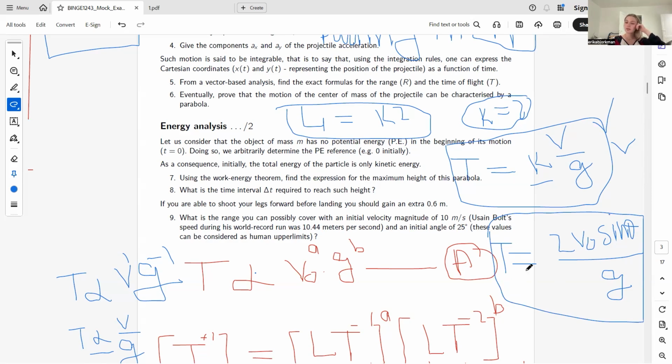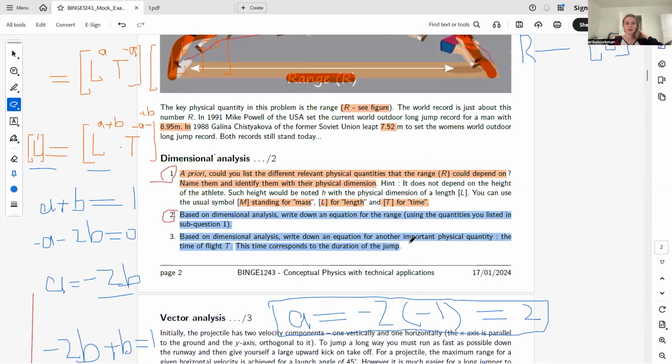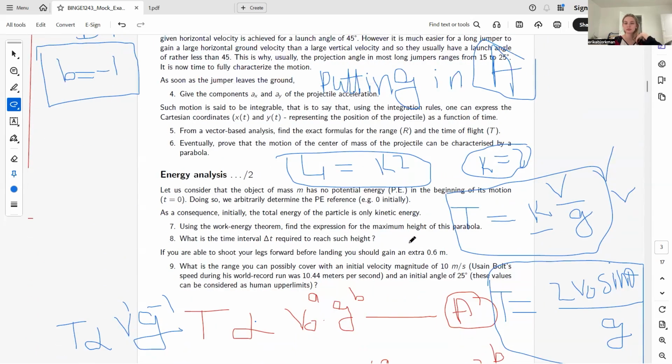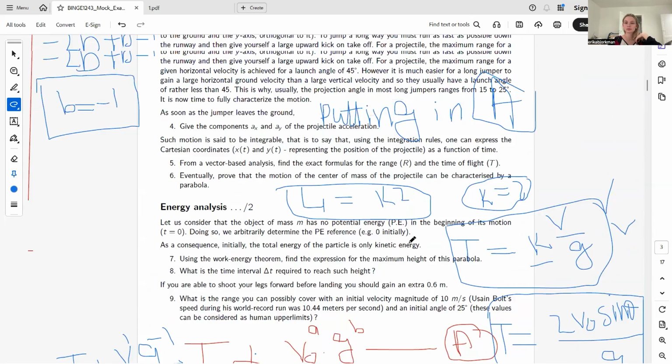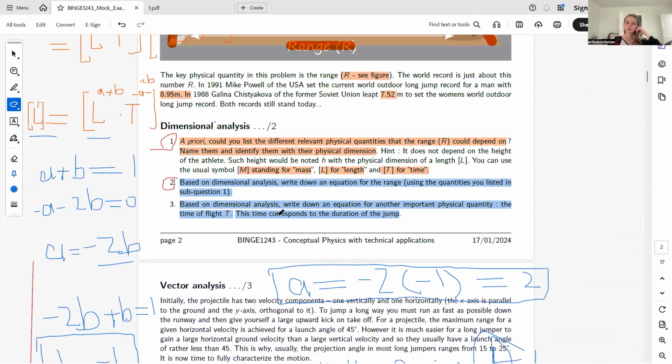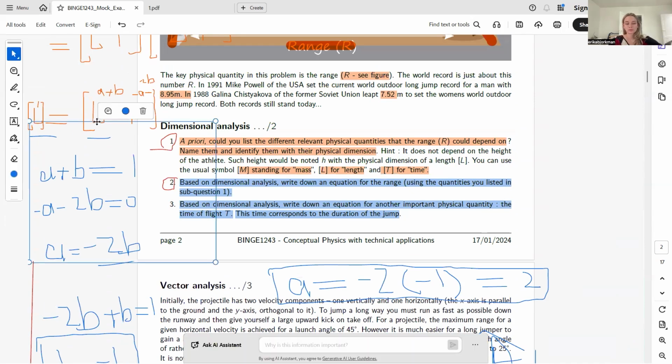Is it clear? So always when you include the angle, you put 2 sine theta. So we have completed our first part, that is the dimensional analysis, and I need to raise this to have some space.